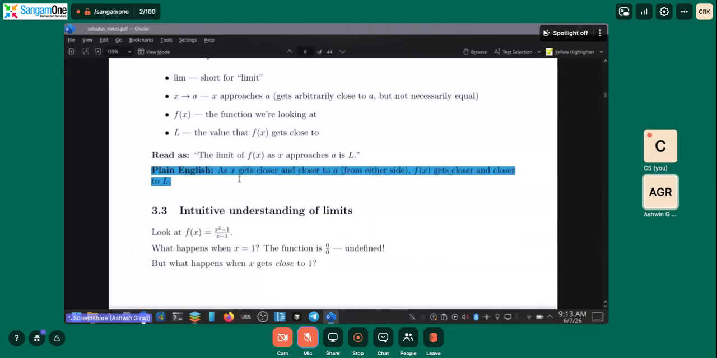In simpler terms, as x gets closer and closer to a from either side, f of x gets closer and closer to L.